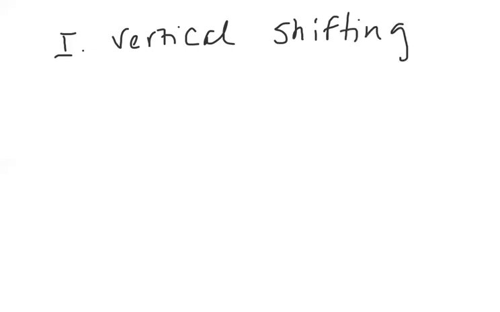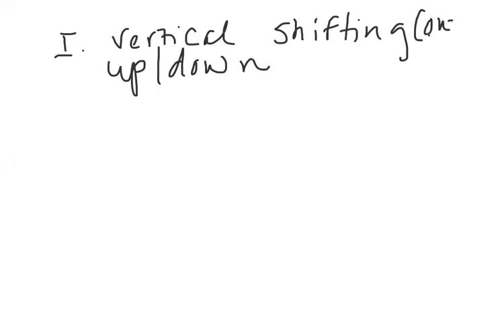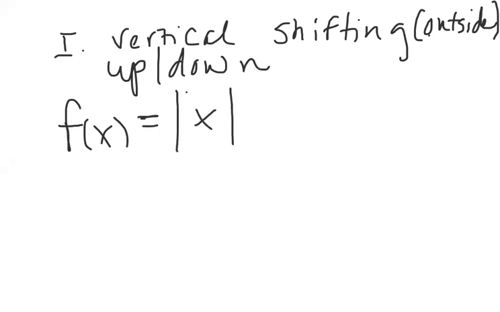I said number 1 was going to be the vertical shifting, which moves the graph up or down, the same direction, up or down. By the way, we can also say that this occurs outside the function. It's outside of the function, okay? And I'll show you the difference between outside and inside the function. So guys, here's what I'm talking about. I just showed you the absolute value graph. f of x is equal to the absolute value of x. And when we graph this, the graph looks like the letter V.